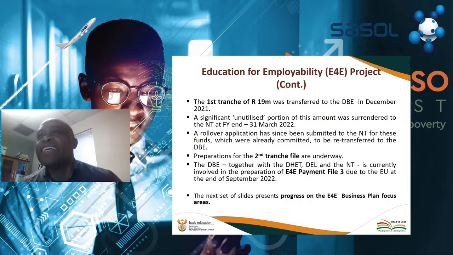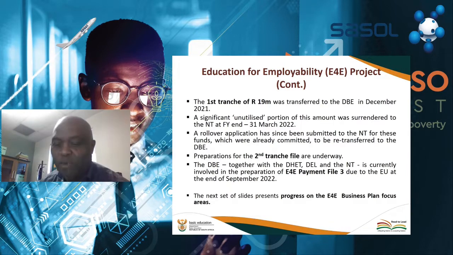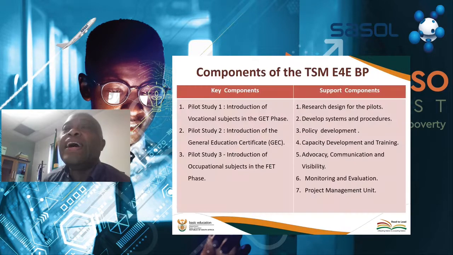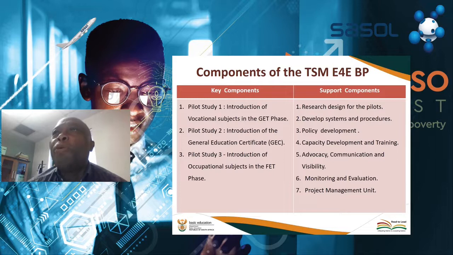The next set of slides presents progress on the E4E business plan focus areas. I'll try to go through these quickly. Now, the components of the 3-stream model that are supported through the E4E business plan are the following. Firstly, the first component is the pilot study, that is the introduction of vocational subjects in the GET phase.